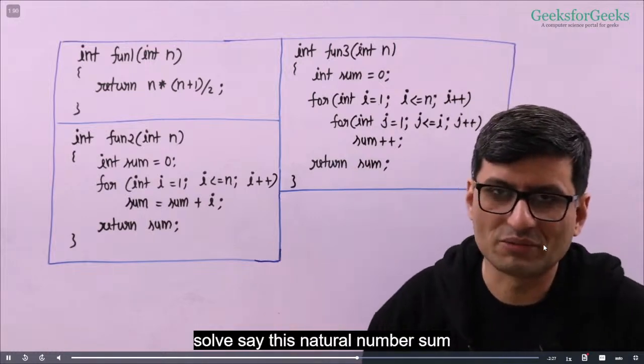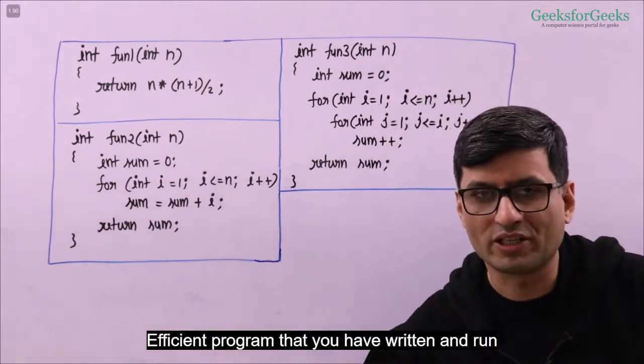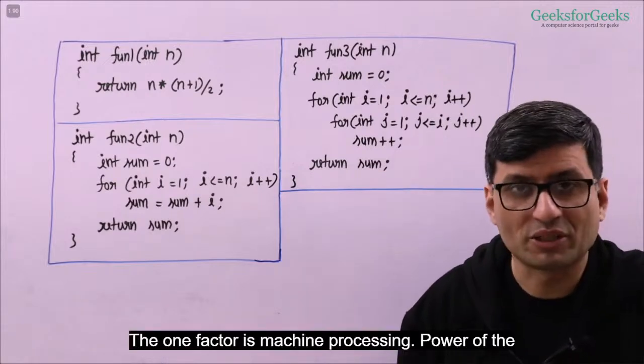other efficient program that you've written and run on a slow machine, right? The one factor is the processing power of the machine.